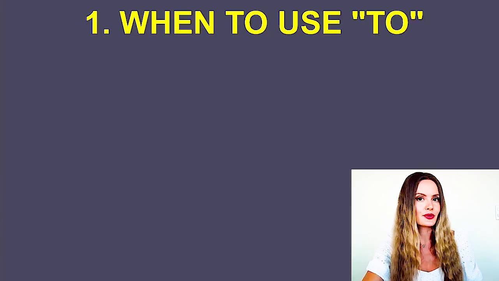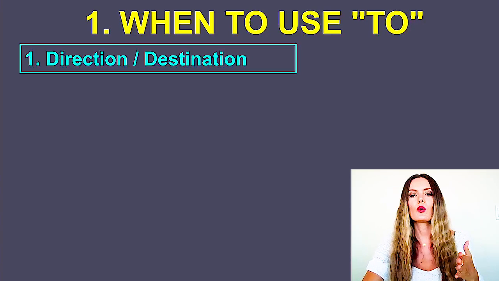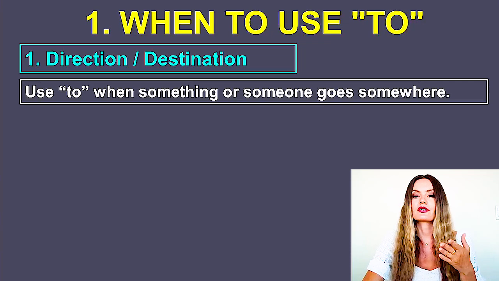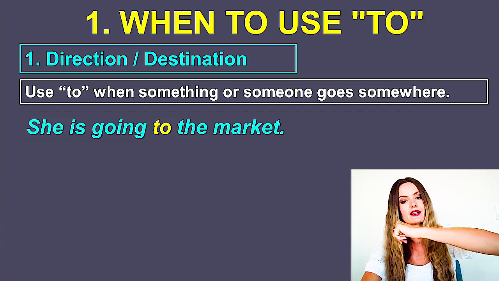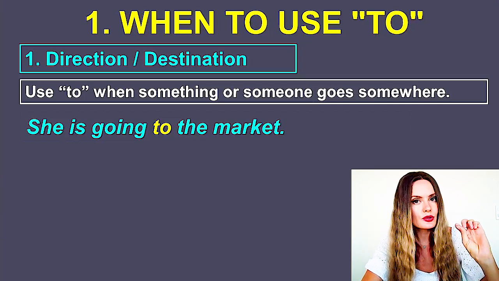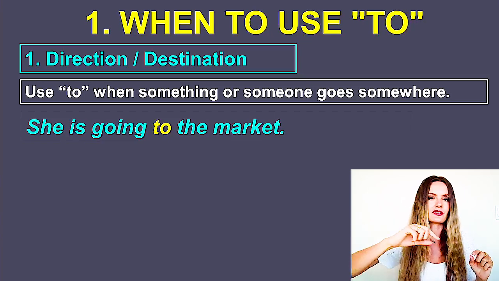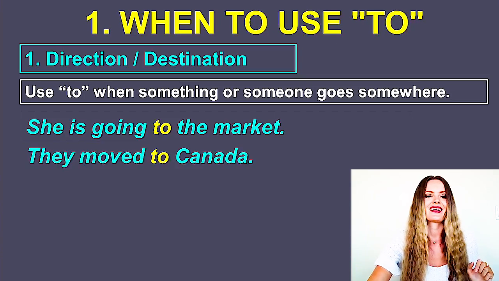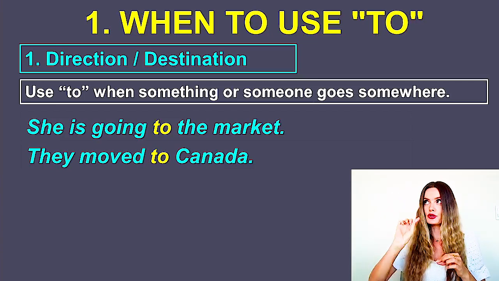When to use to? First of all, when we are talking about direction or destination. Use to when something or someone goes somewhere. She is going to the market. All right? Here we are talking about the direction, to the market. They moved to Canada. Here is the destination, Canada, so to Canada.